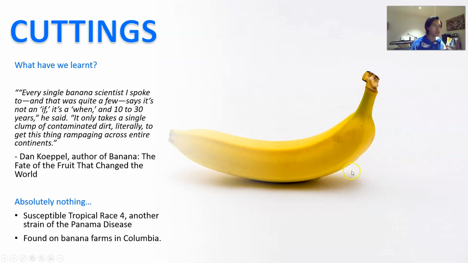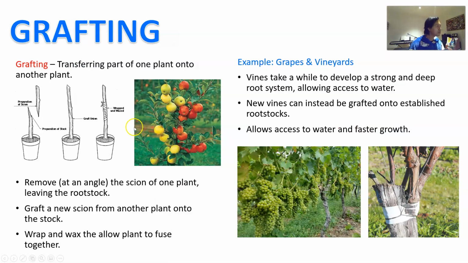So that is a cutting. Now, a grafting is when you transfer parts of one plant onto another plant, right? And basically, you're going to have multiple parts of a plant growing on each other. A way to think about it is when you have vineyards and grapes and stuff like that.